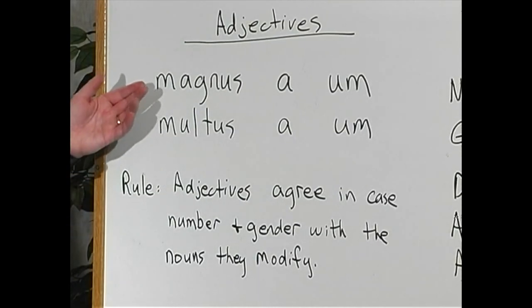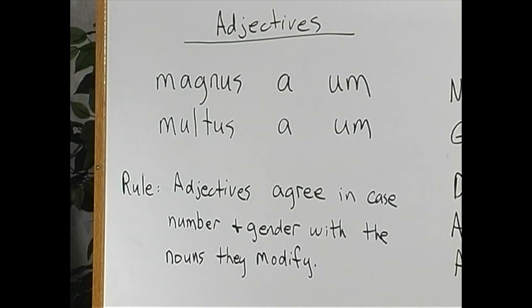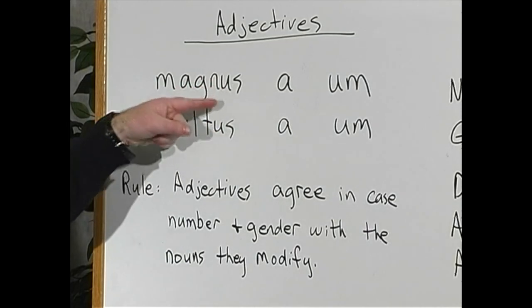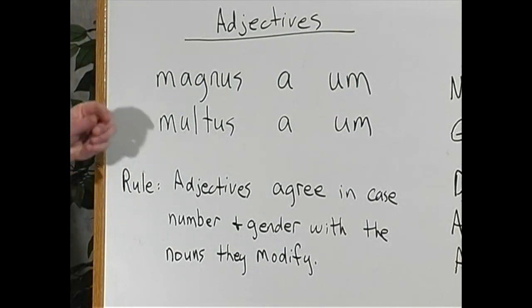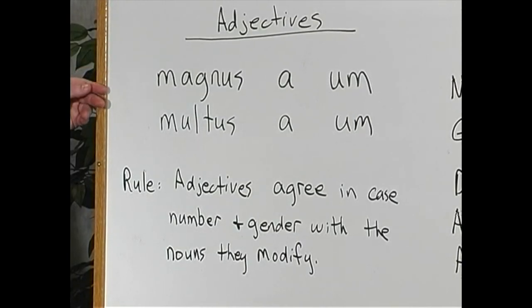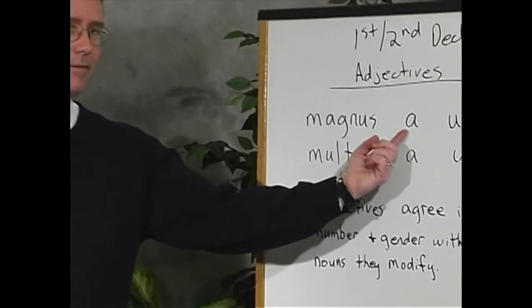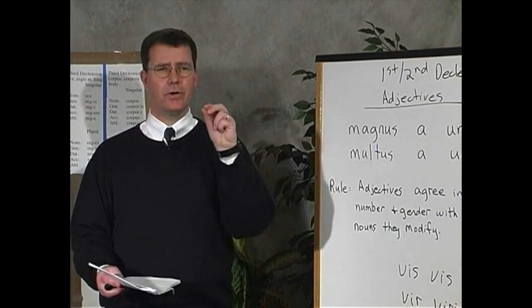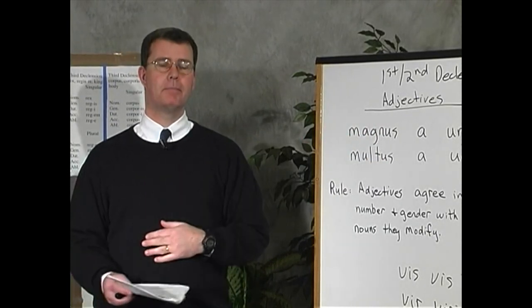So, this first and second declension adjective magnus, if it were modifying a masculine noun, such as amicus, amici, you would decline it as a second declension adjective here. Magnus, magni, magno, magnum, magno; magni, magnorum, magnis, magnos, magnis. If this first and second declension adjective were modifying a feminine noun of any declension, it will be declined as a feminine adjective. Magna. So how do you say a great gate in the nominative? Magna porta, or porta magna.